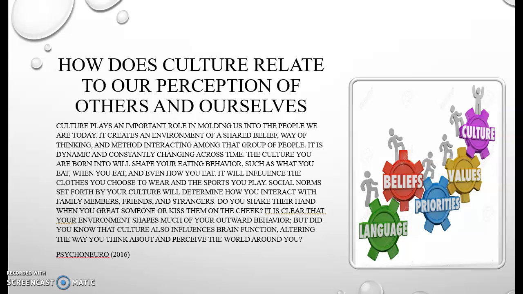The culture you are born into will shape your eating behavior, such as what you eat, when you eat, and even how you eat. It will influence the clothes you choose to wear and the sports you play. Social norms set forth by your culture will determine how you interact with family members, friends, and strangers. Do you shake their hand when you greet someone or kiss them on the cheek? It is clear that your environment shapes much of your outward behavior.